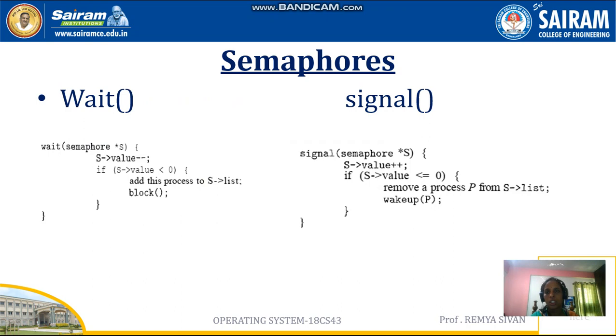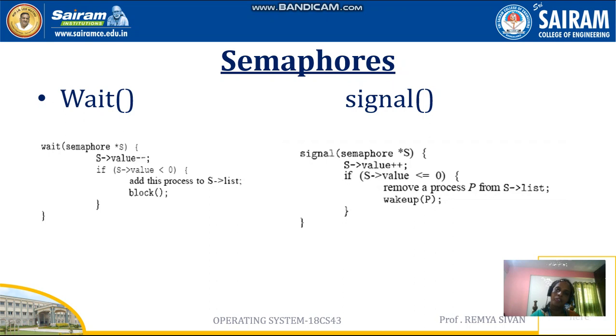Here we are going to explain wait and signal in detail. In wait, the semaphore S value is first decremented. We have 1, so we have given that resource to the process, so I am decrementing the value by 1. After decrementing, we check whether it is less than 0 or not. If it is less than 0, my process has to wait in the list, so I am blocking that process. If it is not less than 0, that process can execute its operation.